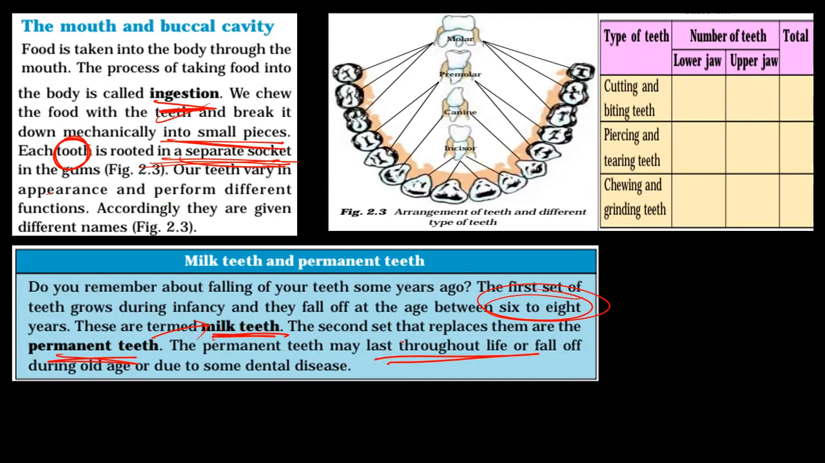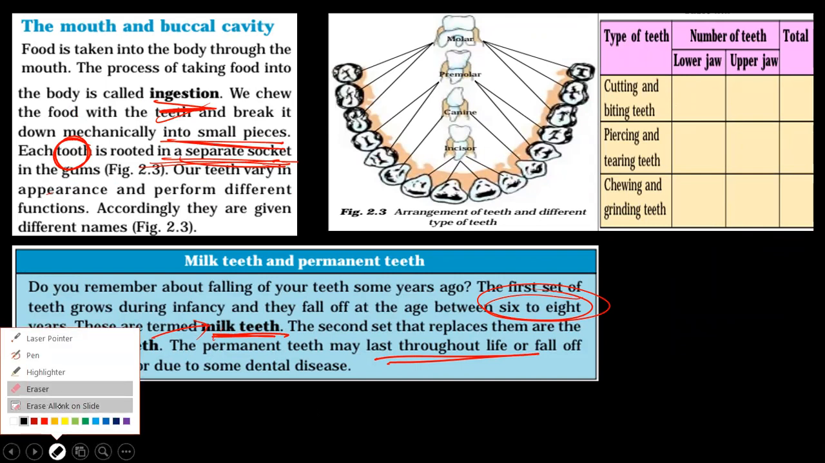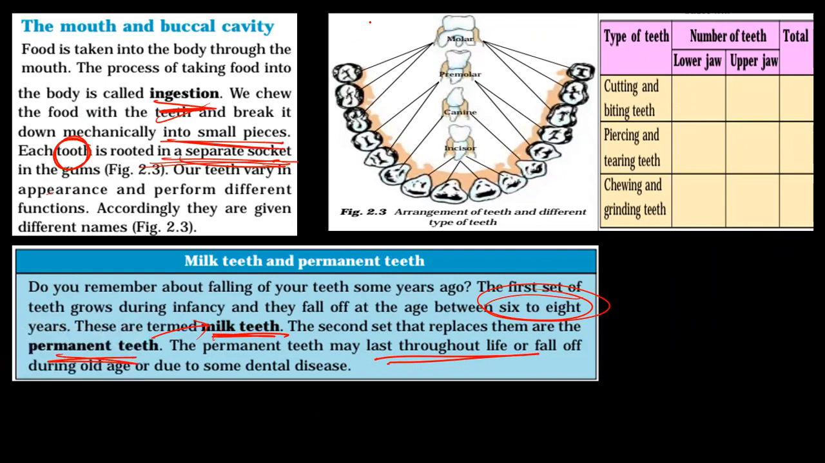In old age or due to some disease, they may fall off, and we need to take care of our permanent teeth. This is very, very important. So I'm going to show you how we can name these teeth as well as count them in a very easy way. This diagram is very helpful for us, and this table is even more important.